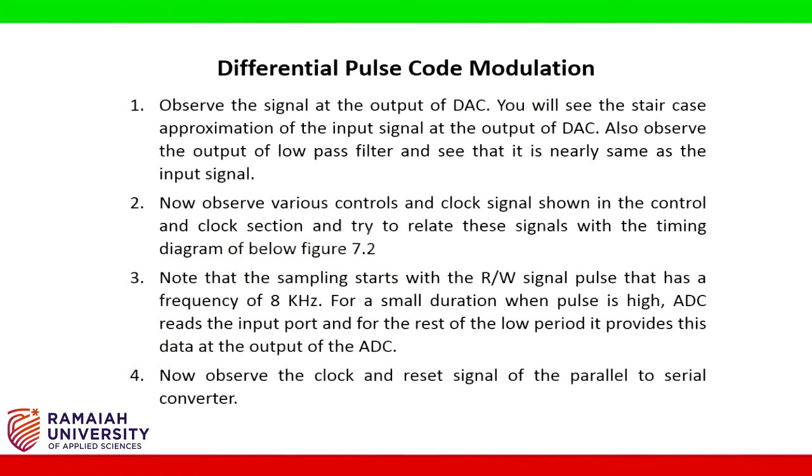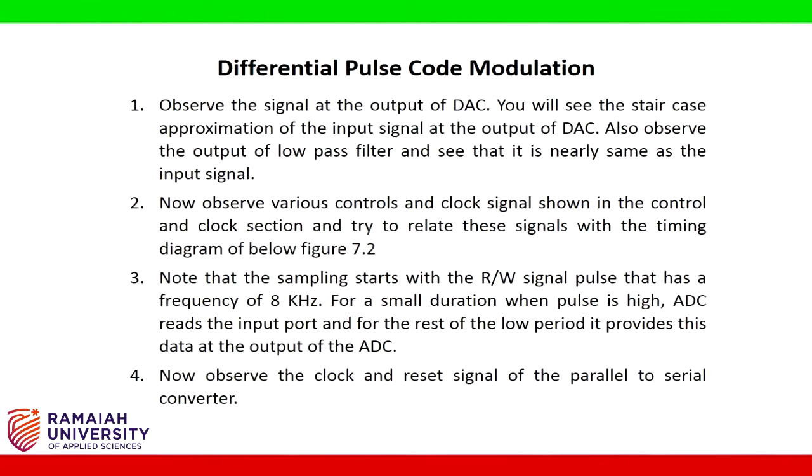Observe the signal at the output of the DAC. You will see the staircase approximation of the input signal at the output of the DAC. Also, observe the output of the low pass filter and see that it is nearly the same as the input signal. Now, observe various controls and clock signals shown in the control and clock section and try to relate these signals with the timing diagram of figure 7.2.